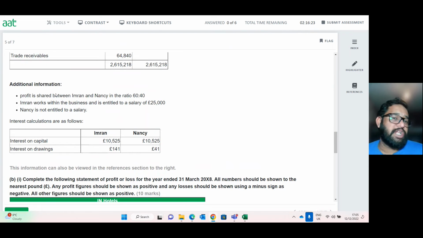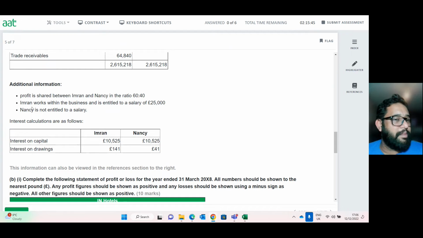The additional information is that the profit sharing ratio between Imran and Nancy is 60-40. That means 6-4, and you can even simplify that to 3-2. That means if it's 100 pounds, Imran takes 60 pounds and Nancy takes 40. And if it's 5 pounds, Imran takes 3, Nancy will take 2. That is the simplified way of finding the ratios.